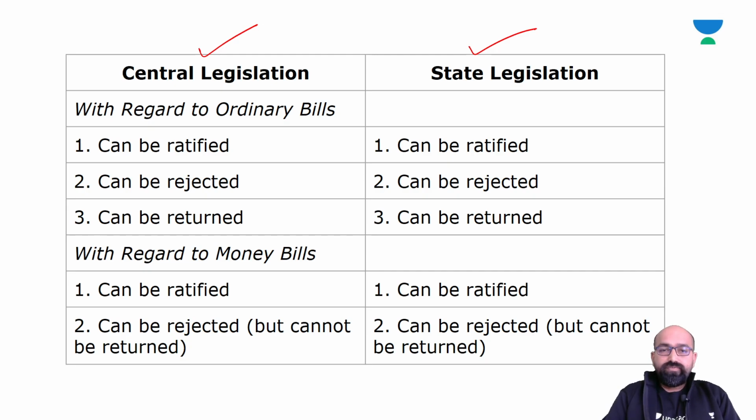So ordinary bills can be ratified at the central legislation, and in the case of state legislation it can also be ratified. In the central legislation it can be rejected, and in the state legislature also it can be rejected. The same with ordinary bills: they can be written at the central legislation and in the state legislation as well. With regard to money bills, this bill can be ratified at the central legislation and the same at the state legislation. Now the money bill can be rejected but cannot be written at the central legislation, and the same in the state legislation: it can be rejected but cannot be written.